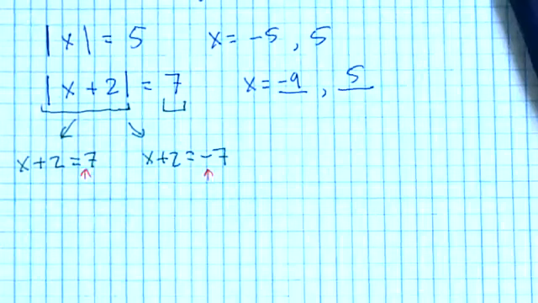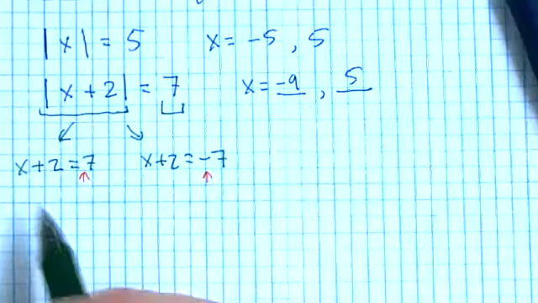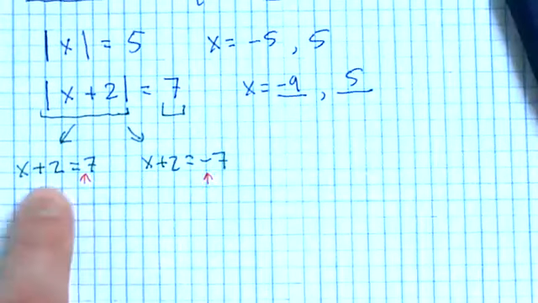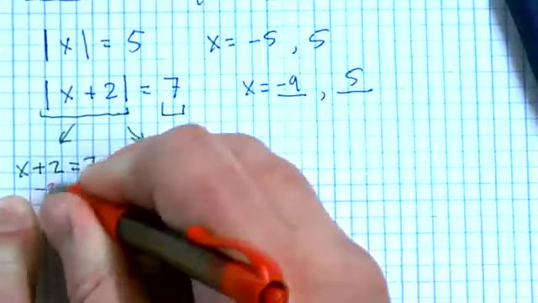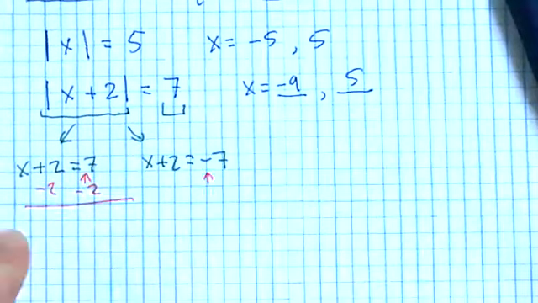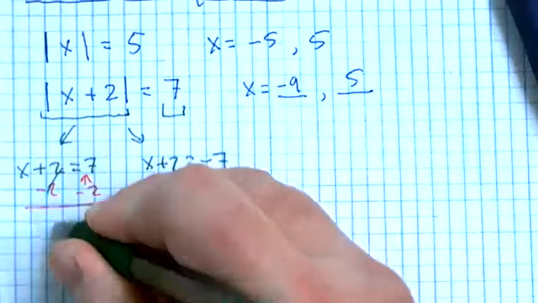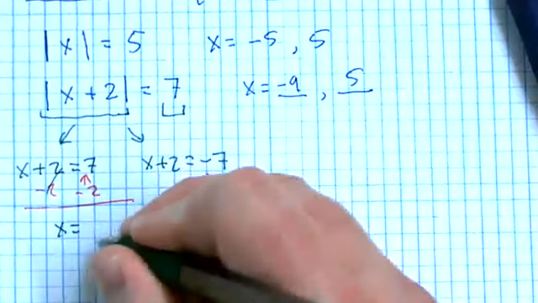It's been a while. All right, well, let's solve these 2 equations. If I were going to solve this, I need to get rid of this +2, so I go -2 on both sides. These would cancel, and I'd get x equals 7 minus 2 is 5.